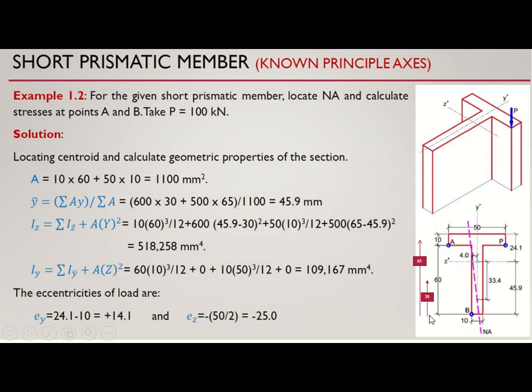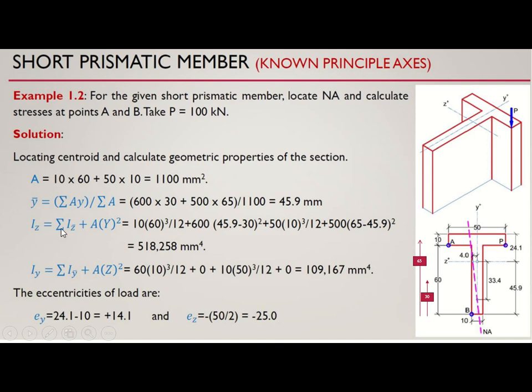The distance from its central axis is 30. So here I deleted my red border, and here is 10 into 50, which is 500, at 65. 60 and half of 10 is 5. So divided by the area.